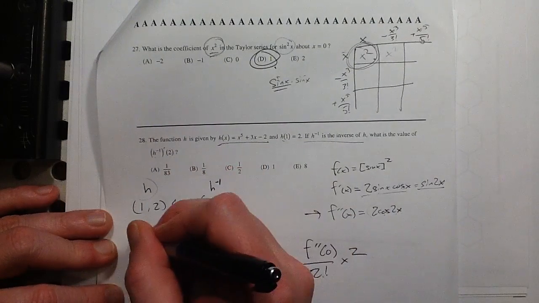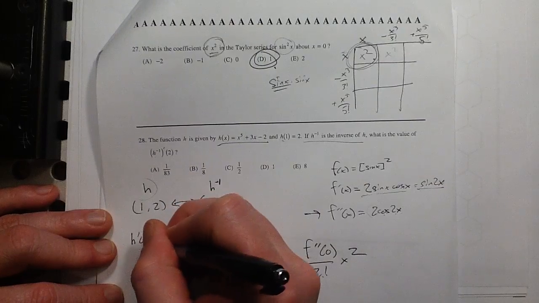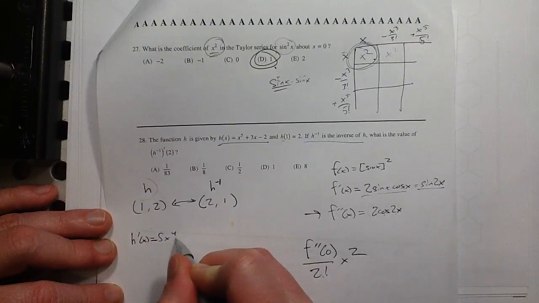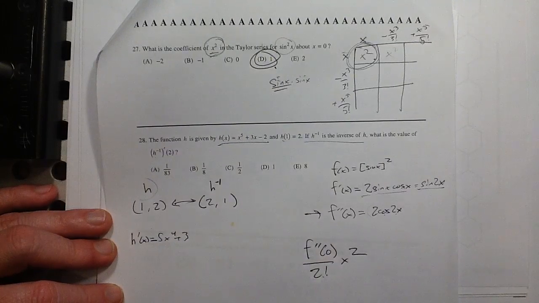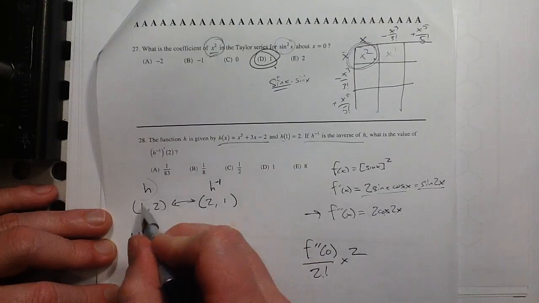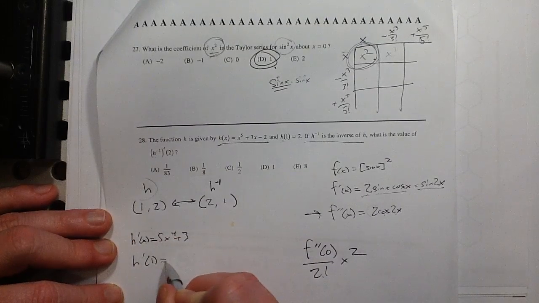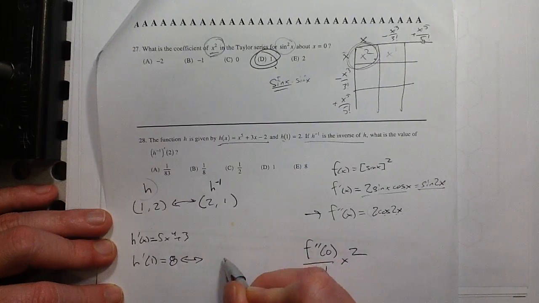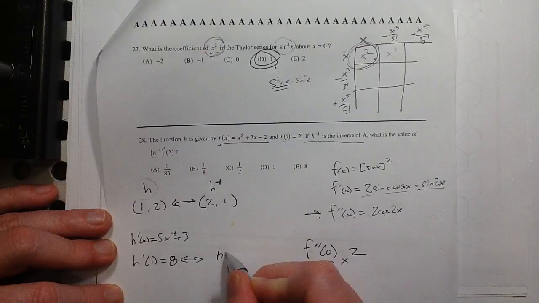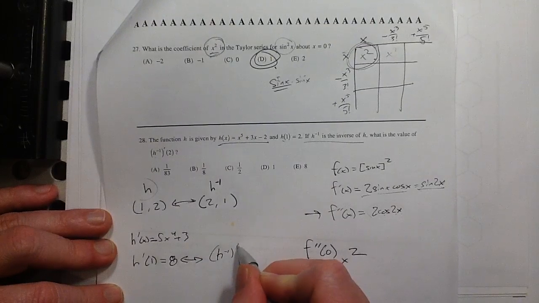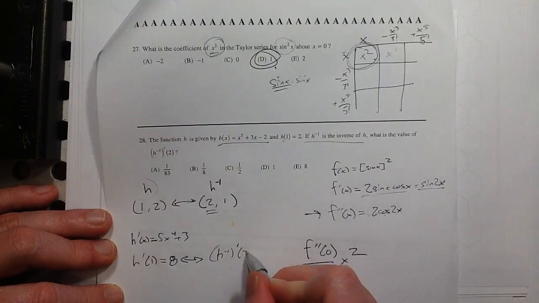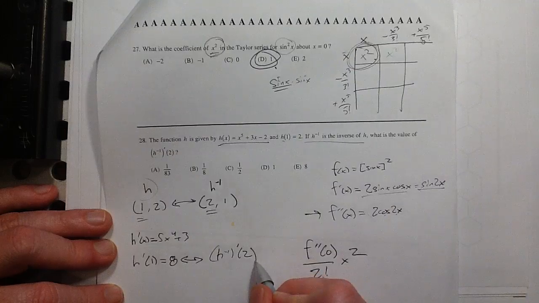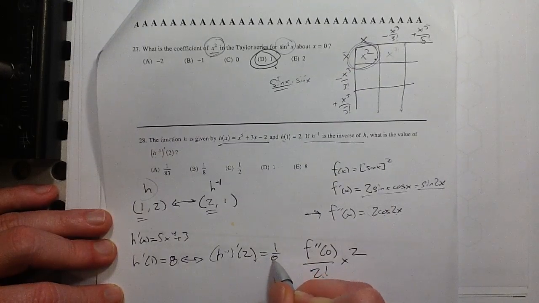So I think I can find the slope here because h prime of x is just 5x to the fourth plus 3. So h prime of 1 is equal to 8, which means that over here h inverse prime of 2, right, because the x's and y's switch places, that's the upside down of this. It's just 1/8.